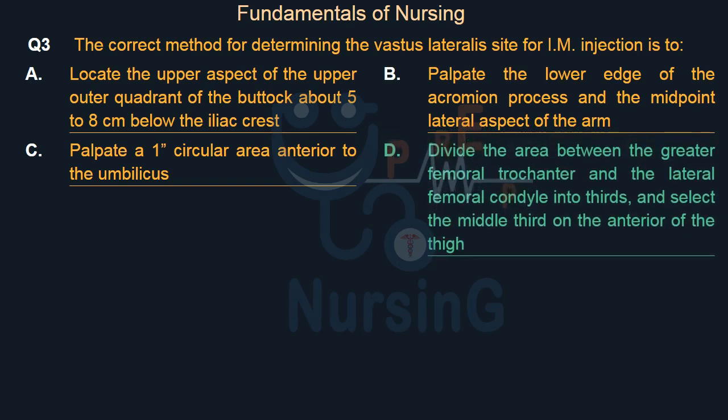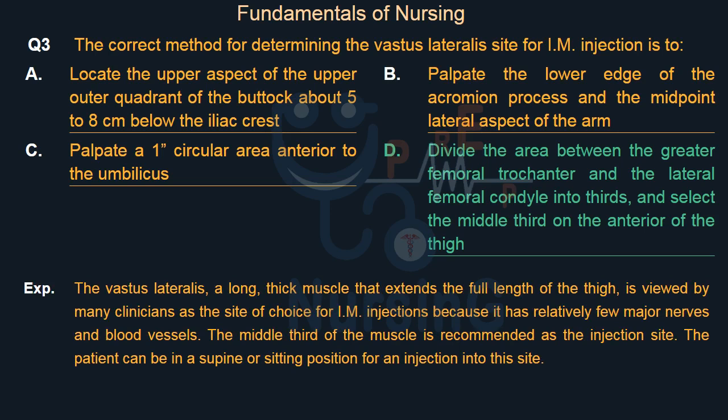Divide the area between the greater femoral trochanter and the lateral femoral condyle into thirds, and select the middle third on the anterior of the thigh. The vastus lateralis, a long, thick muscle that extends the full length of the thigh, is viewed by many clinicians as the site of choice for IM injections because it has relatively few major nerves and blood vessels. The middle third of the muscle is recommended as the injection site. The patient can be in a supine or sitting position for an injection into this site.